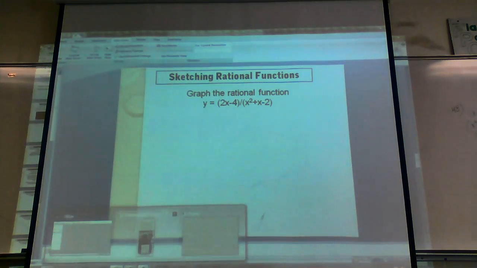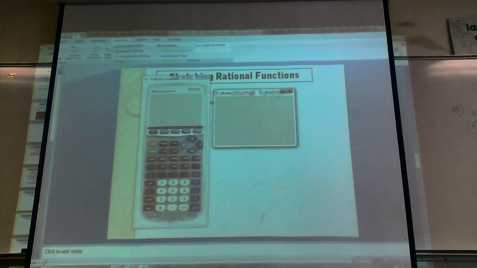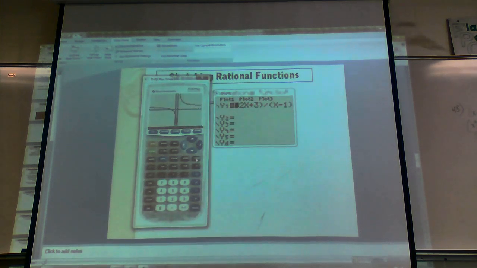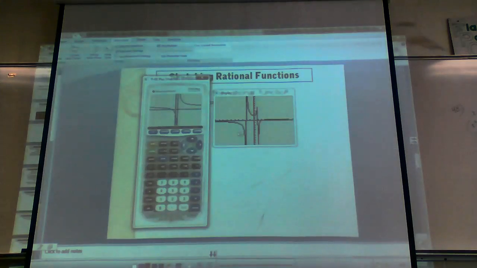Just to check and make sure I've got everything correct. What was the top? 2x minus 4, and then x squared plus x minus 2 on the bottom. Make sure you group, guys, the entire numerator and denominator. If I graph that, you get something like that. Your two asymptotes are the little slanted lines. That's just how the calculator has to deal with calculating those values.